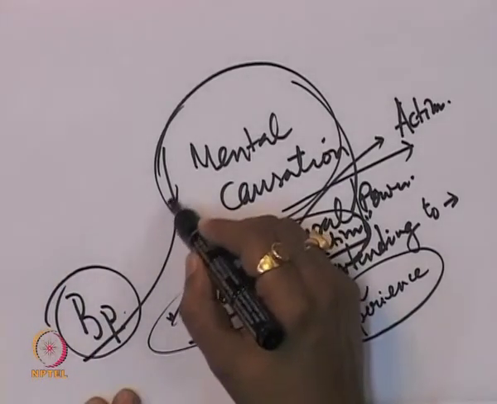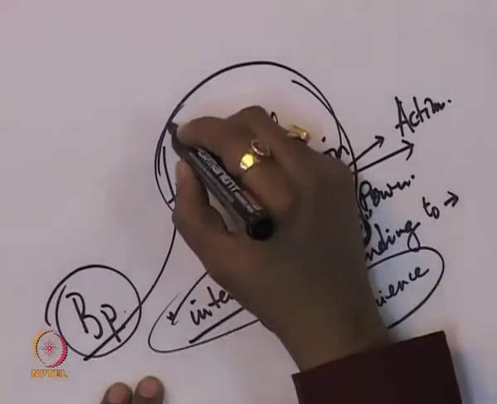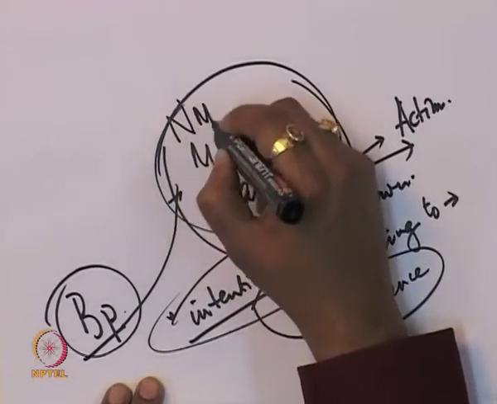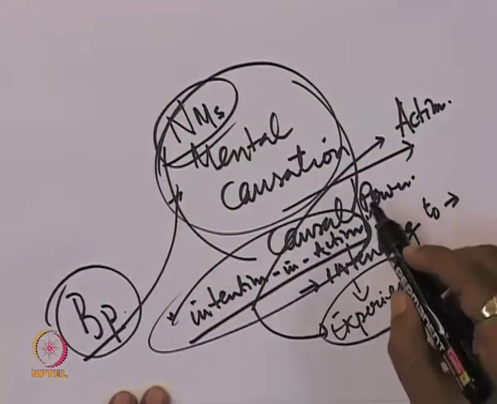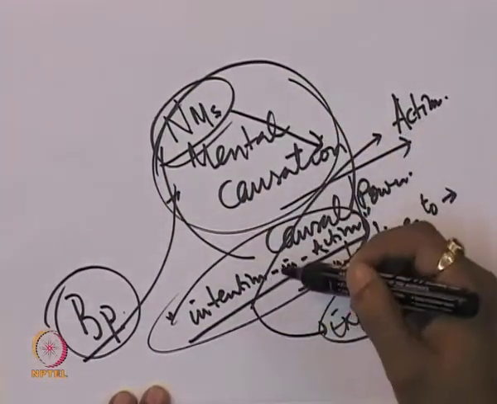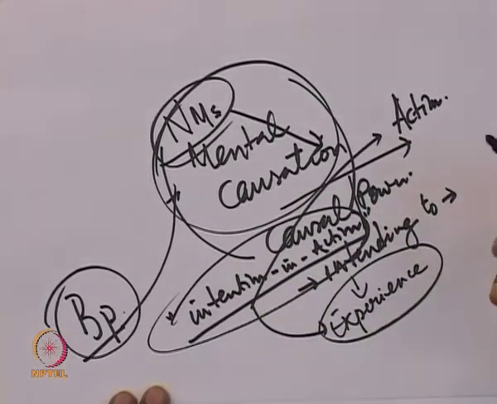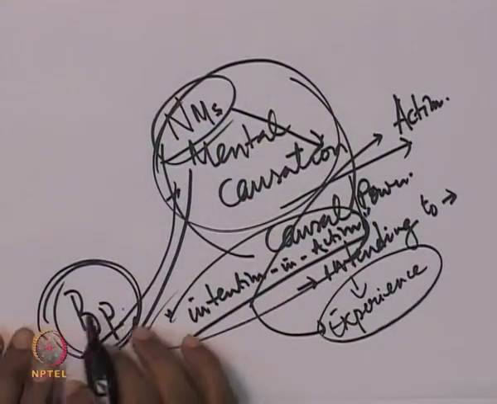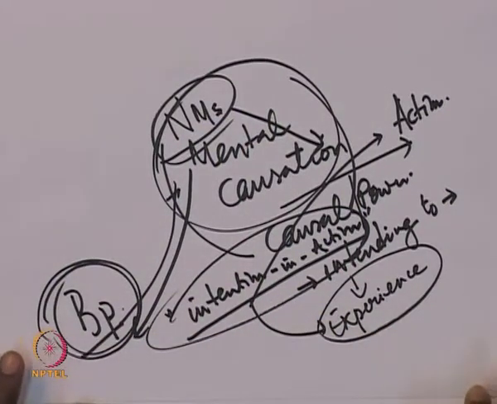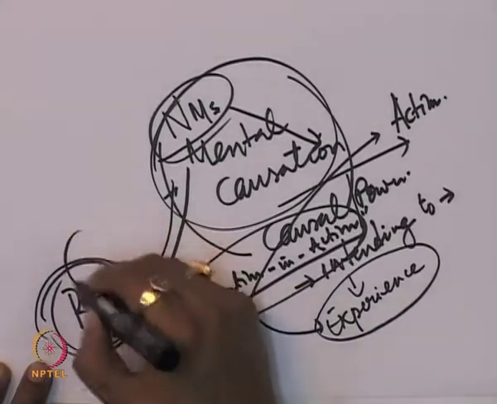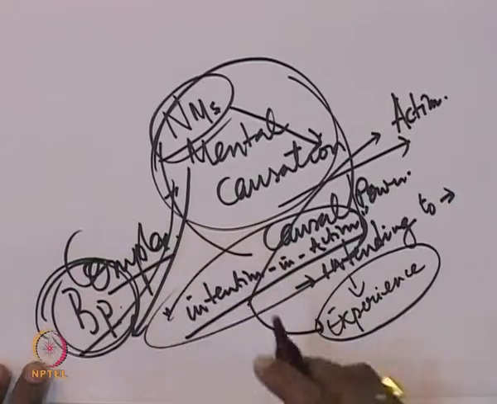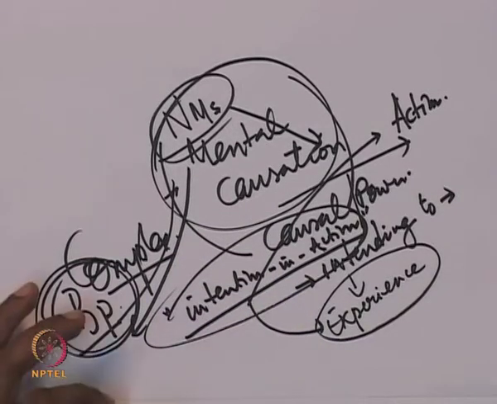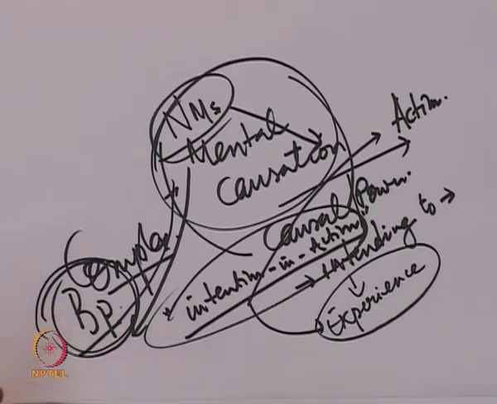So, there is a causal link with the network of, say, mental states causing certain action or having the power to cause action, and there is also a kind of causal link to the brain processes, which is typically a lower level phenomenon. And it is indeed a complex phenomenon. It is not simple, because there are millions and millions of neurons working and causing consciousness.